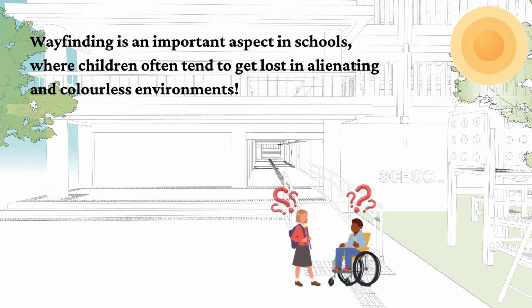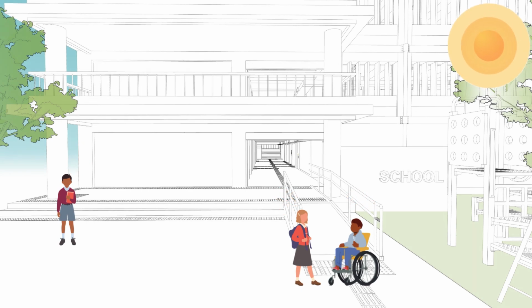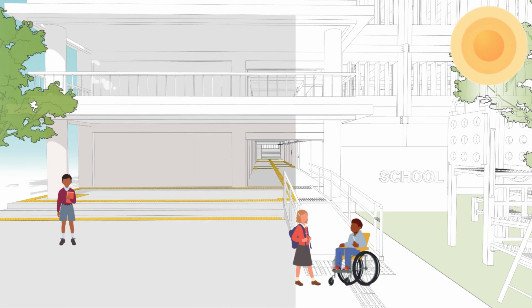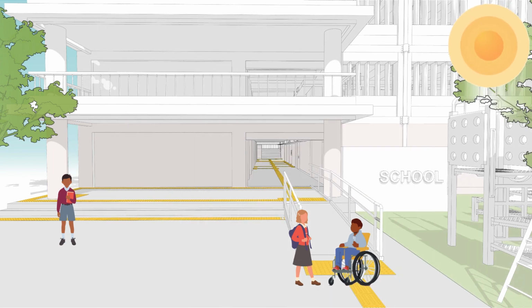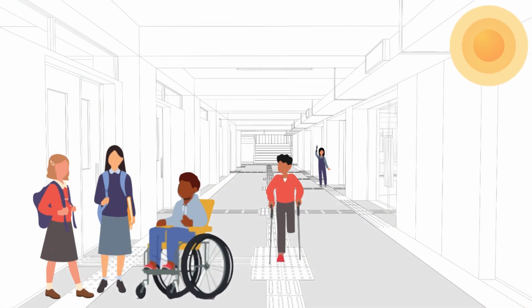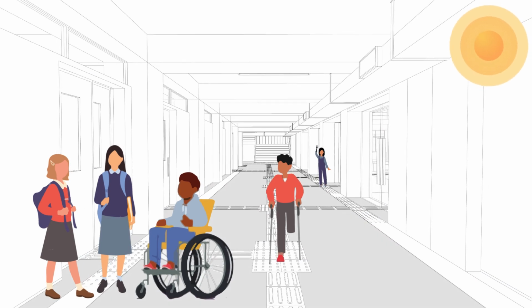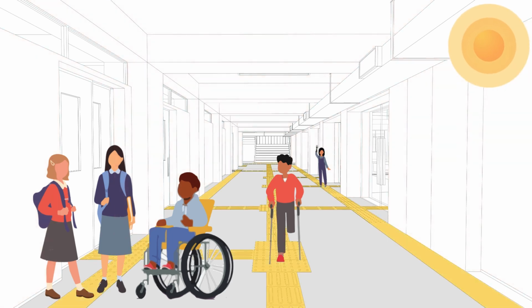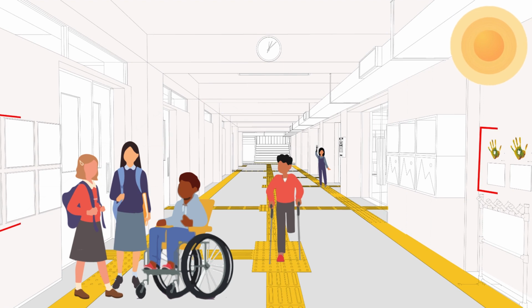Wayfinding is an important aspect in schools, where children often tend to get lost in alienating and colorless environments. Using color in effective ways can add fun and become a tool in legible navigation. Corridors, for example, need to have strong contrasting colors indicating the movement direction. Having bright yellow strips along its length or sprucing it up with colored tiles and surfaces can help all children and children with low vision find their way easily.